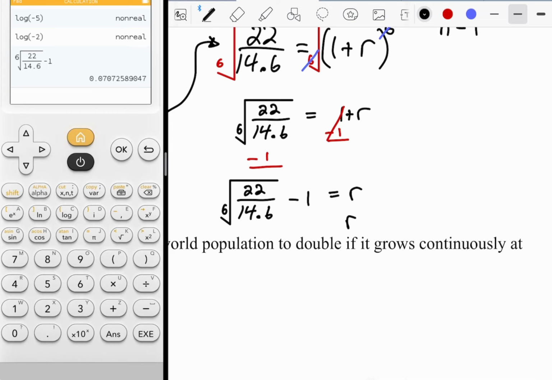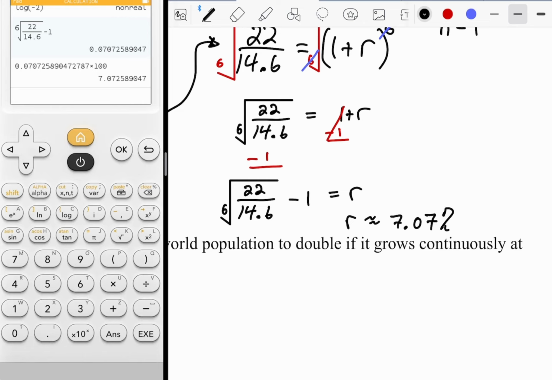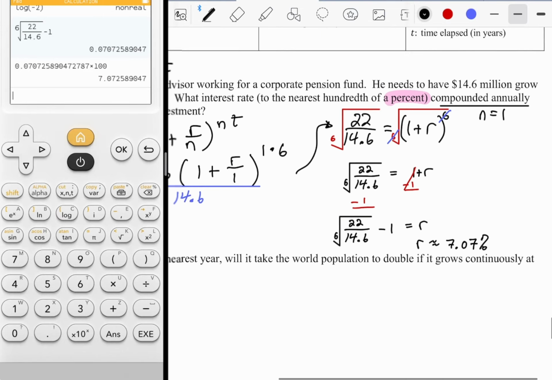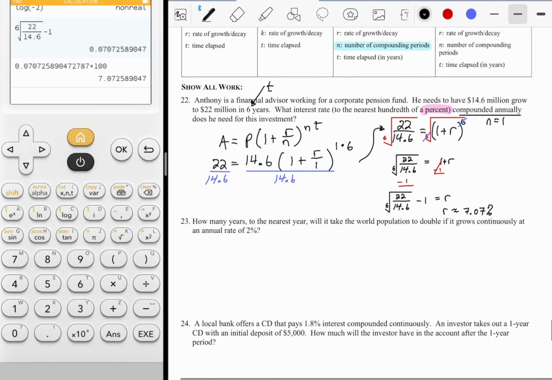So r is going to be approximately, I'm going to multiply this by 100, 7.07%. That's a pretty big interest rate. I haven't seen 7.07 in my lifetime. Of course, prior to like 20, 30 years ago, I wasn't looking, so I don't really know, but that's a very large interest rate.